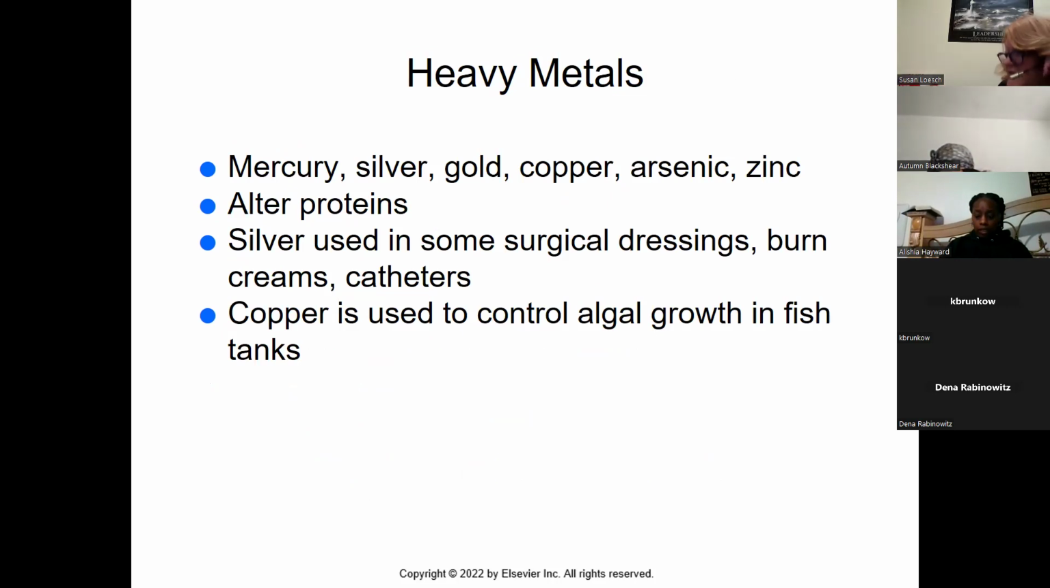Metals, these have a high atomic weight. So mercury, silver, gold, arsenic, copper, and zinc. And they alter the shape of the protein. So back in the day, newborns were treated with a cream that had 1% silver nitrate, for blindness caused by the Neisseria gonorrhea. The newborn developed that just by going through mom's birth canal if mom had gonorrhea.